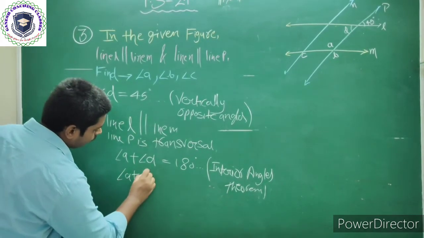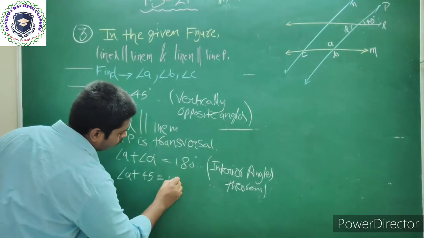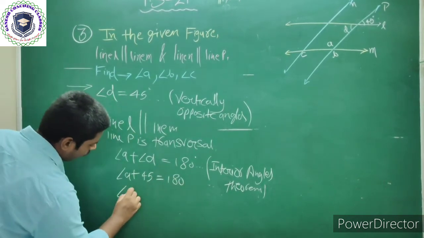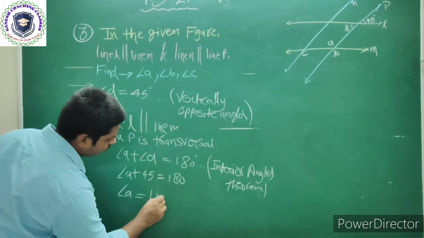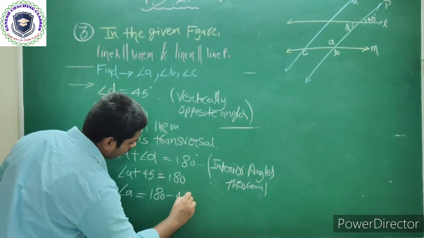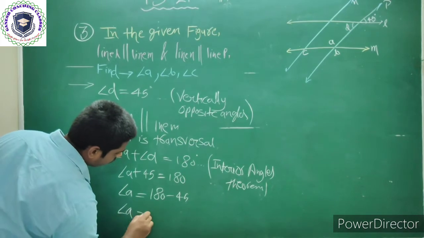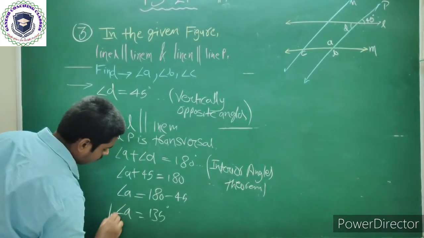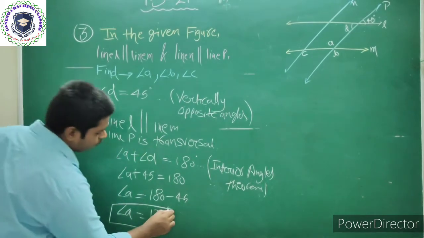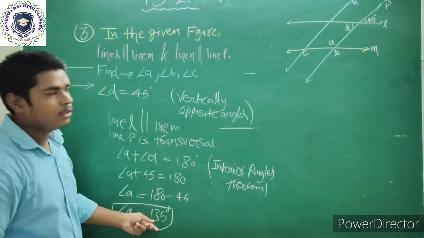Here we found the value of D, that is 45 degrees. So angle A plus 45 is equal to 180. Now 45 is plus on the left-hand side, and when it goes to the right-hand side it converts into minus. So what is the value? 180 minus 45, that is 135 degrees. So here we found the value of A, that is 135 degrees.